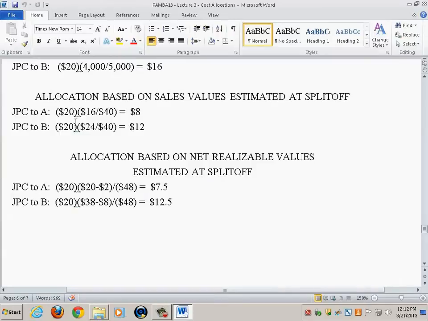Okay, so those are the commonly used allocation methods for joint costs. Any questions about them? It's basically being acquainted with the mechanics. And the reasoning is, if we have to allocate, and we don't have a good scientific method to allocate, we have to come up with some kind of procedure. So these are three commonly used procedures.